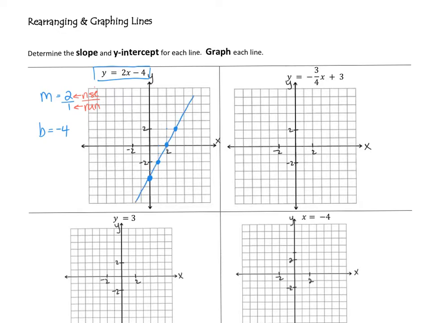And then the third step, once you've used your slope to create your rise and your run, is just draw a line, extend it past your points, and put arrows on it. Okay, and hopefully you recall that process just a little bit from your class. Let's try another one.